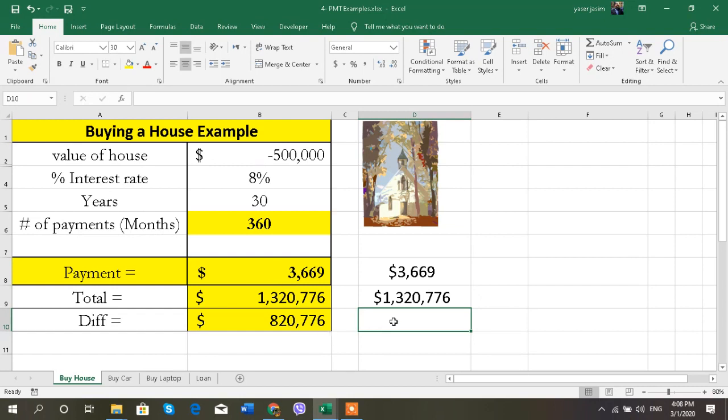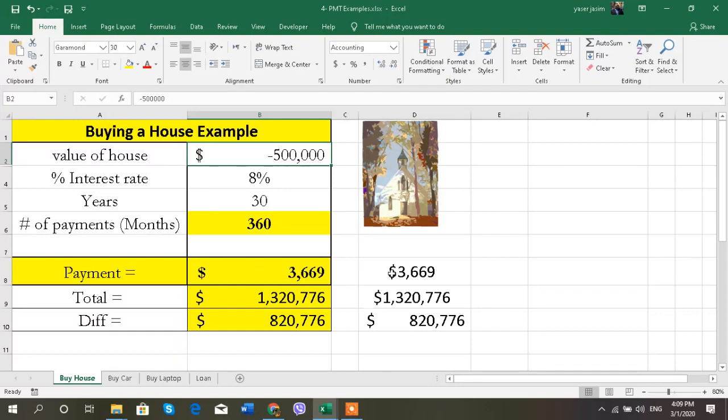So how do I calculate it? Equal this one, sorry, equal the value of the house plus, again, sorry, this is another function. I just need this one plus the total, and I can see that $820,776 is the overpayment over the real value of the house after 30 years.